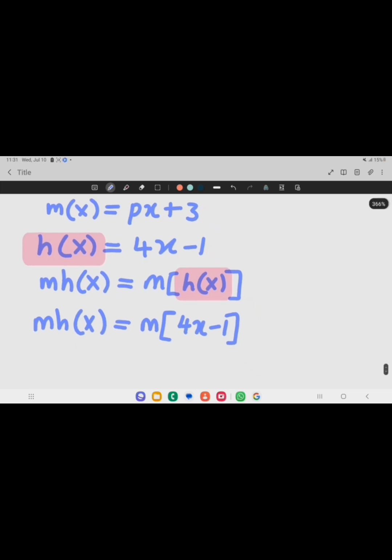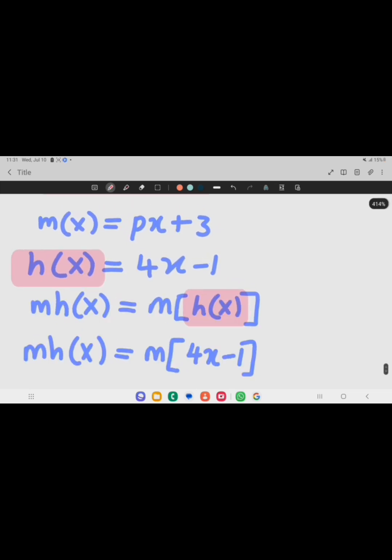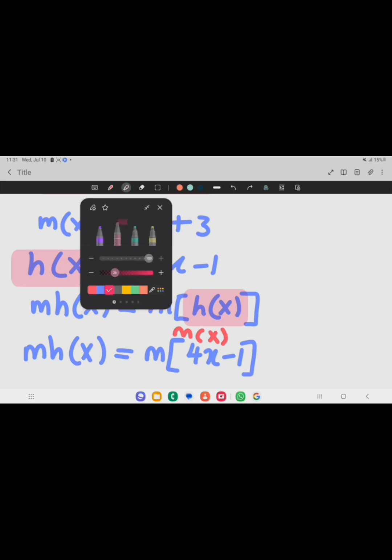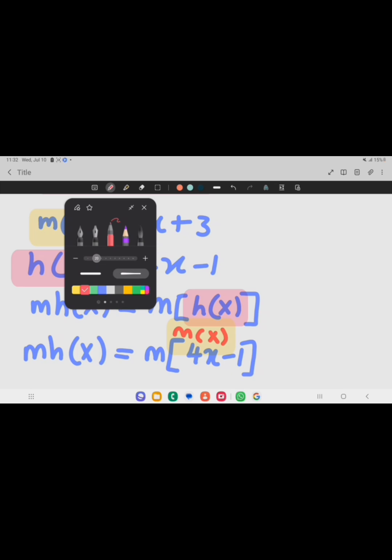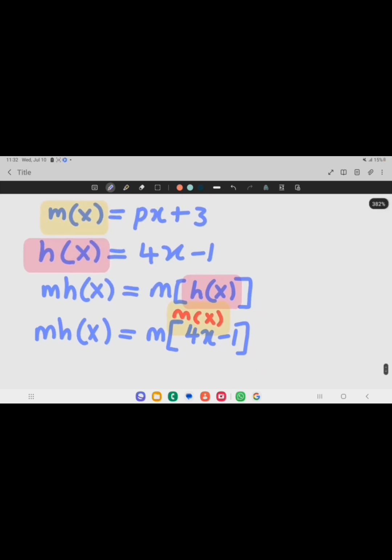Okay, once you're done until this step, as I've told earlier, anything inside the bracket is actually representing x, and the outside part you're just going to follow whatever is given to you. So in this case, m. So it means that the m(4x - 1), basically this actually comes from your m(x). So is your m(x) given to you? Yes, the equation of m is also given to you. So what you're going to do is write it back.